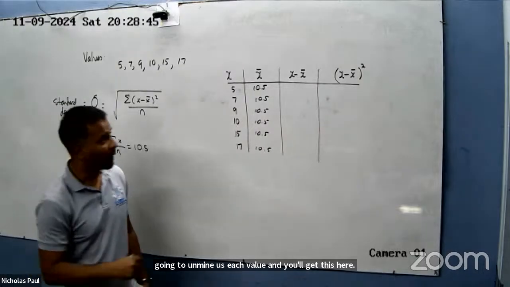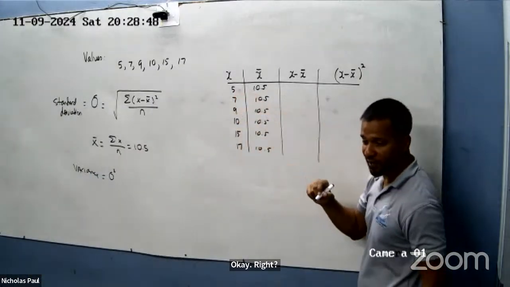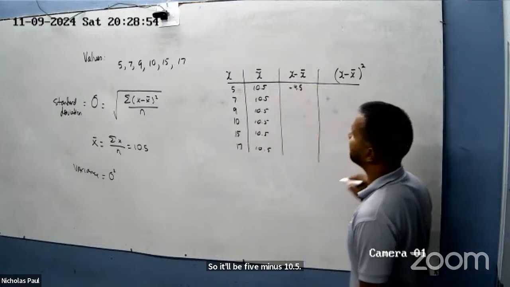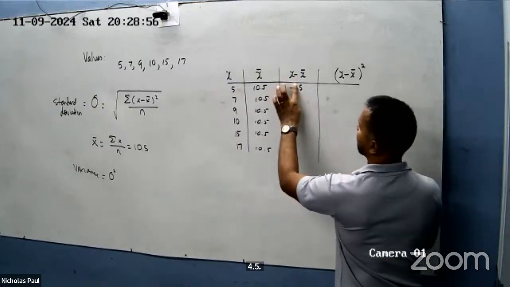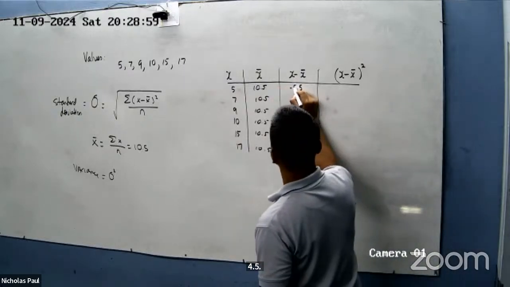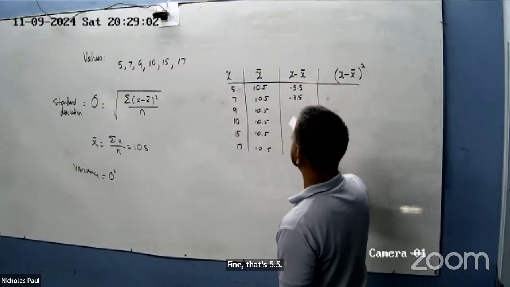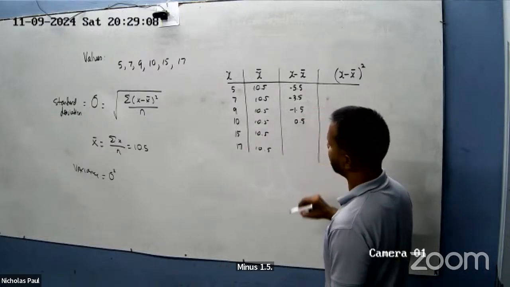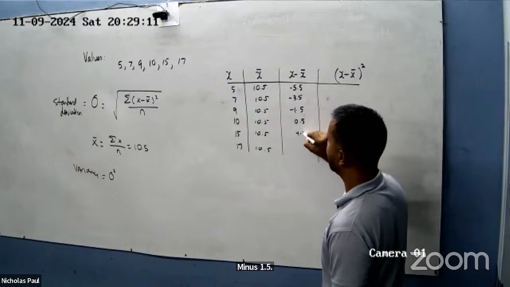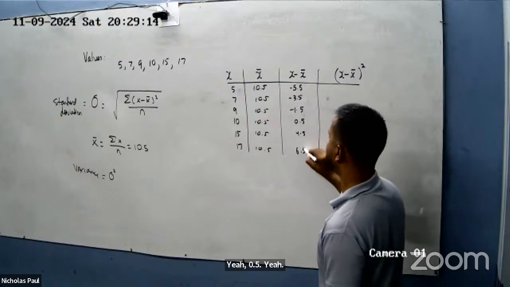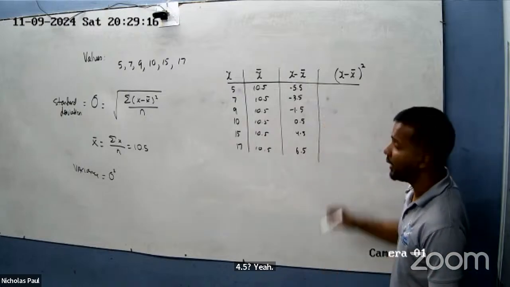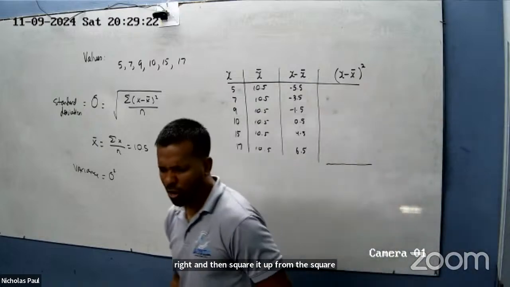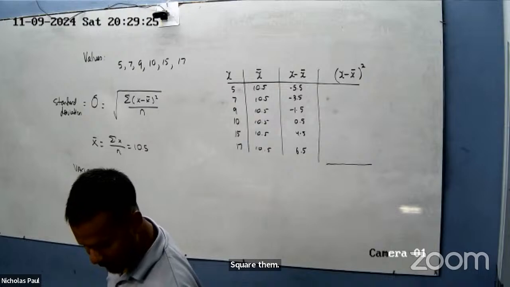So it will be 5 minus 10.5, which is minus 5.5. Next one, minus 3.5. Next one, minus 1.5. Here, 0.5. Here, 4.5. Here, 6.5. And then square them. Don't round off too much. Then we can put it to a few decimal places.